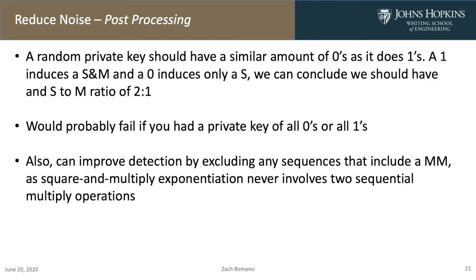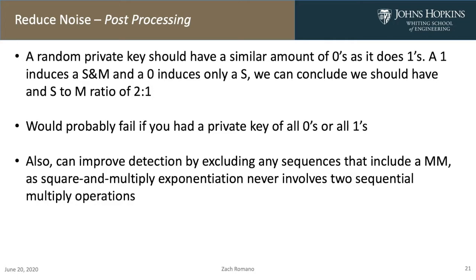So after we run through our hidden Markov model, there's still a bit of post-processing that we want to do. Here we're basically just going to be doing some more statistics on our data. We can say that a sufficiently random private key should have a similar number of zeros as it does ones. And if we refer back to our square and multiply algorithm that we're analyzing, we know that a 1 induces a square and a multiply operation, whereas a 0 only induces a square. So we can say that our results should have a square to multiply ratio of about 2 to 1.